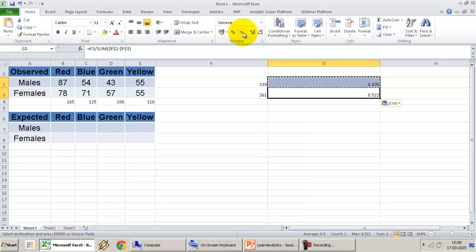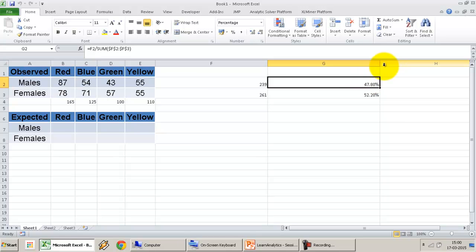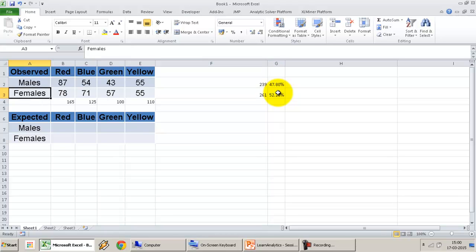So we see that about 47.8% of the students are males, 52.2% of the students are females in this school. So in Red House, which has got 165 students, we can expect 47.8% to be males, 52% to be females. So I'm going to do that.